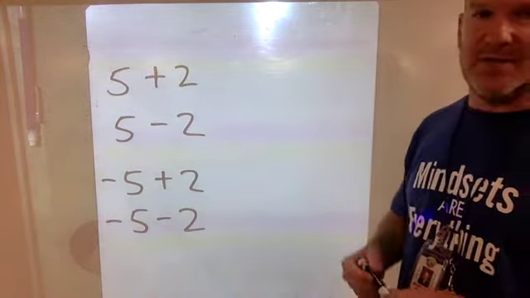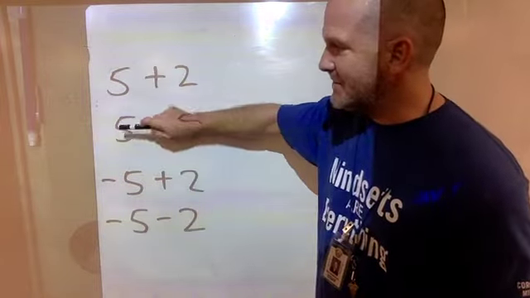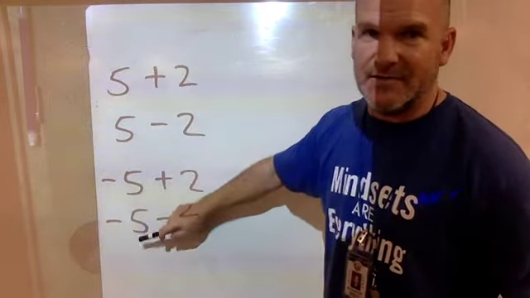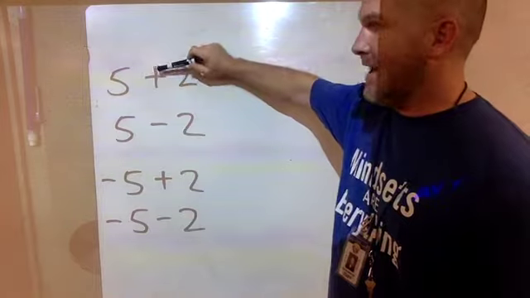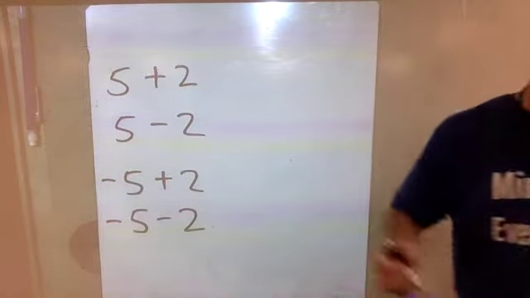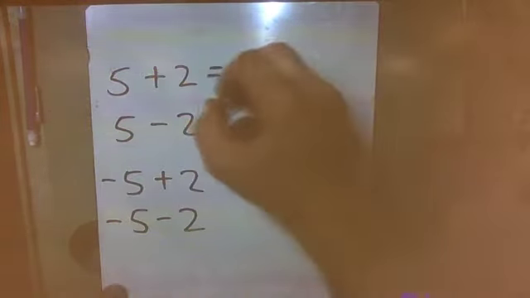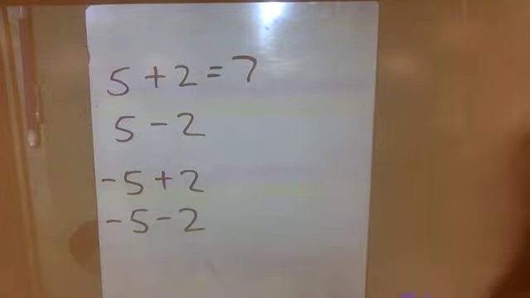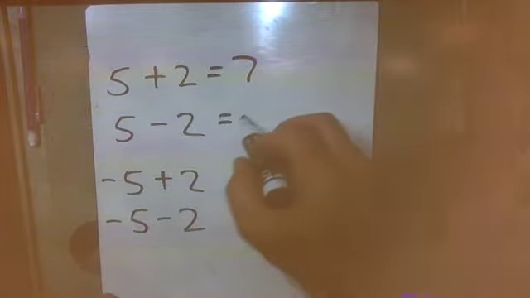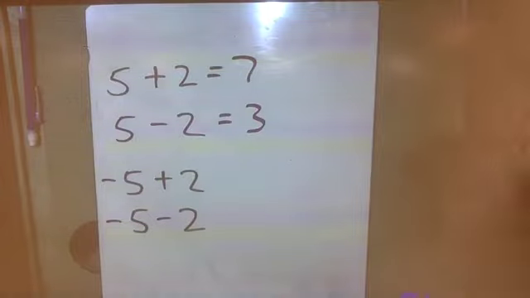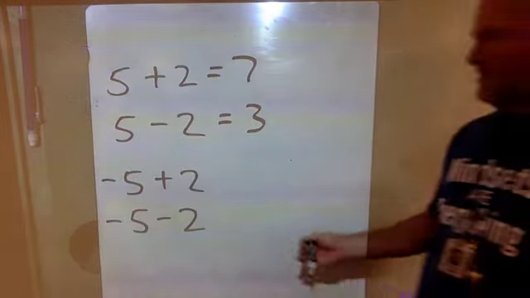So here's 4 examples. Your starting point could be positive or your starting point could be negative, and you could add to your starting point and your answer would be bigger than what you started with. You could subtract from your starting point and your answer would be smaller than what you started with. And it goes the same with negative numbers.